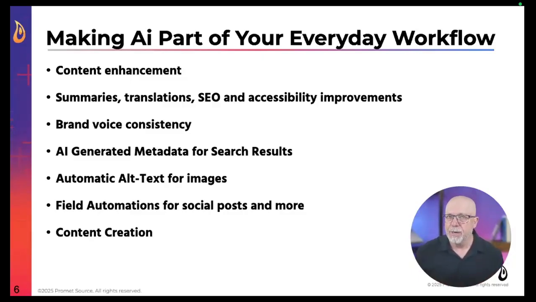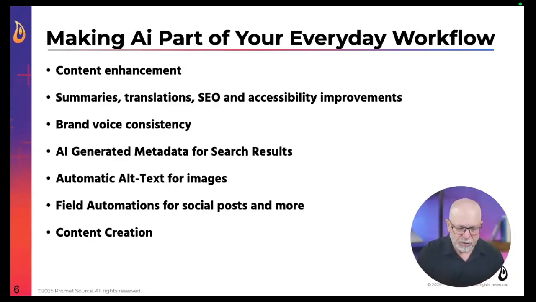AI generated metadata for search results. We've got a custom module for that, or a contributed module for that. Automatic alt text for images. I can't tell you how much time this saves me. Wait till you see it. And then we're going to dive into the area of actual automations within the Drupal AI module, where we've created a couple of fields that automate social posts, the content for social post generation. And then we'll finish up with some content creation.